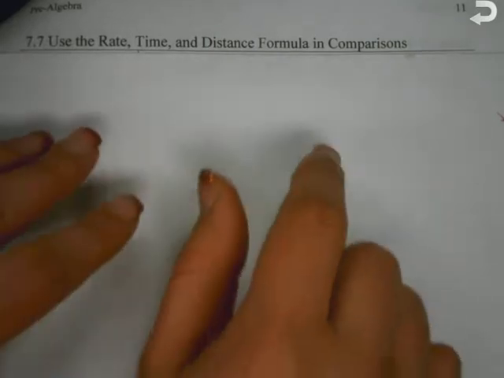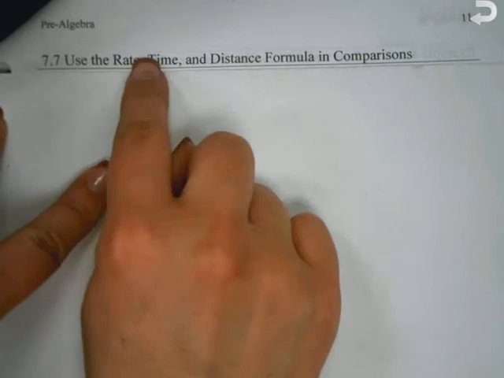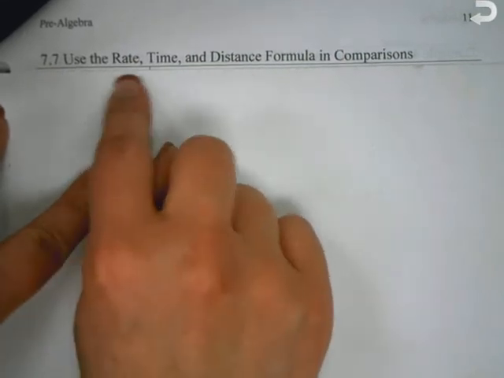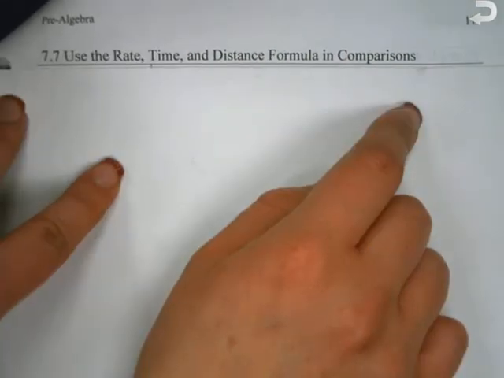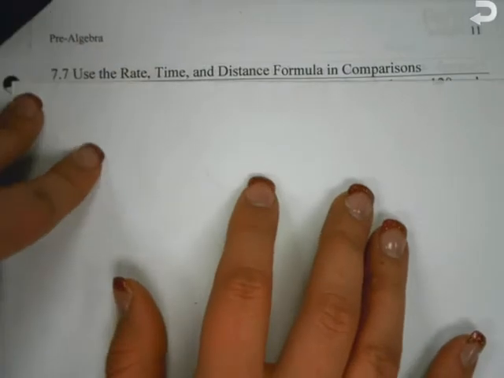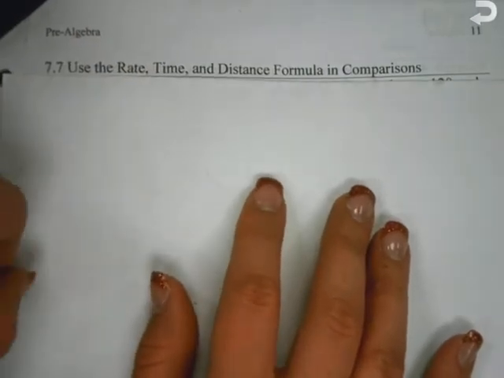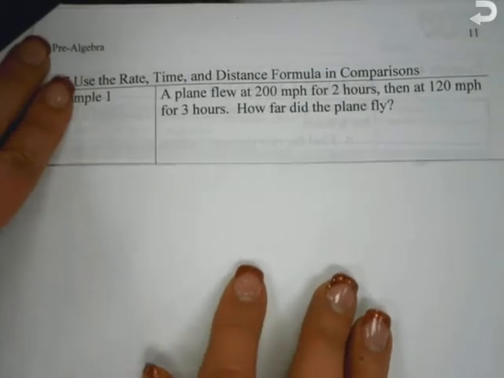7.7 is the last section for this unit. We're still working with the distance, rate, and time formula, but this time we're going to compare things. Now all of the examples are word problems. You do not have to write the word problems down, but you still do have to show the work. So let's look at it. Example 1.